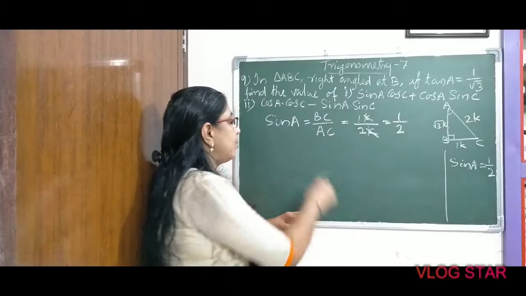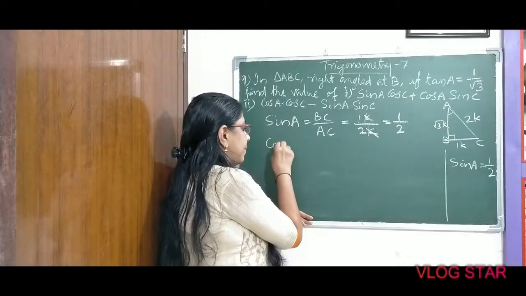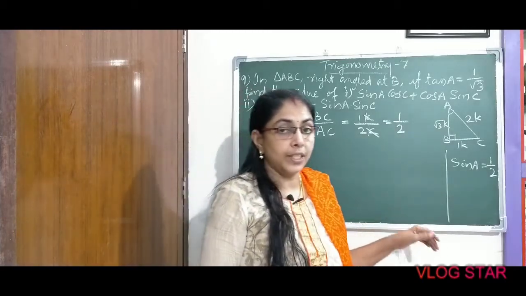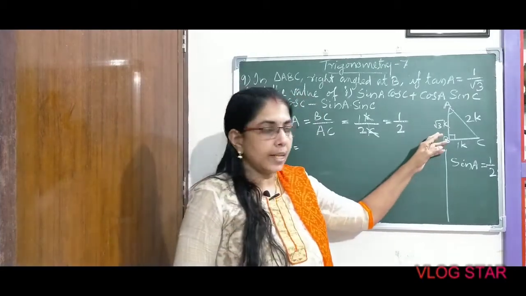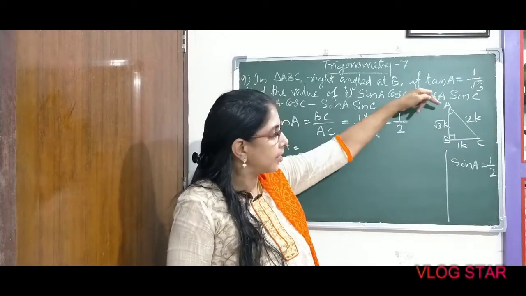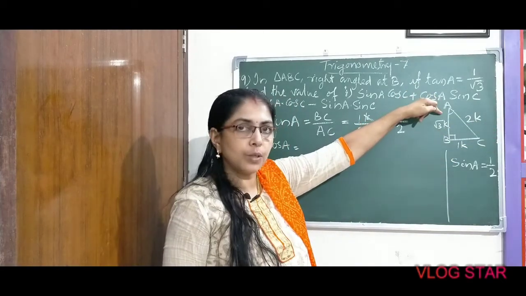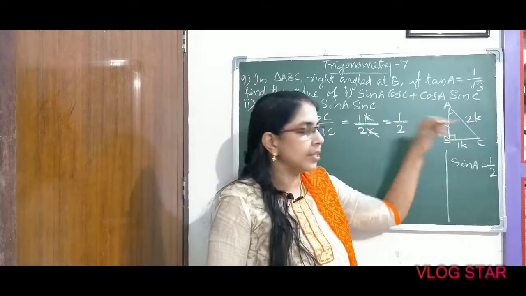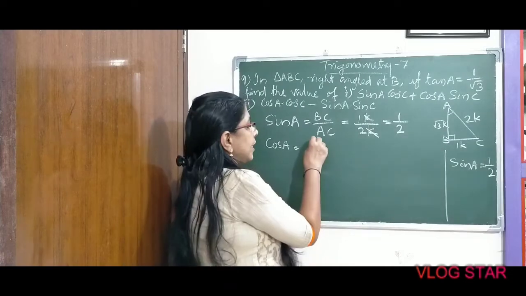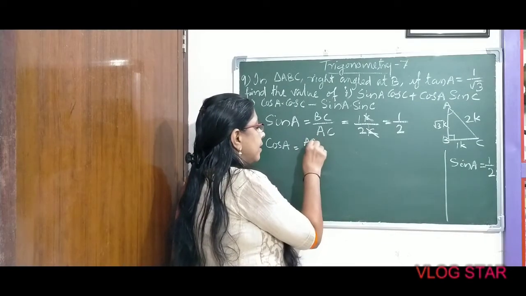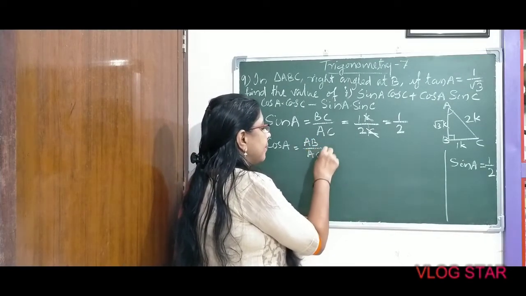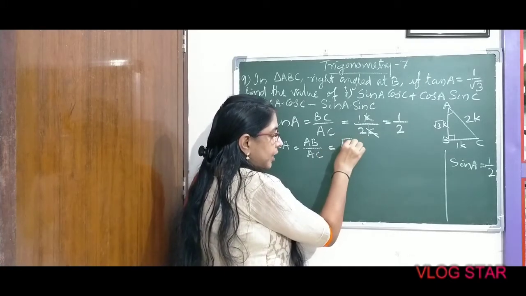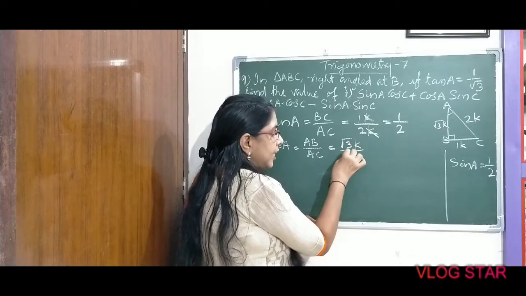Next we have to find cos A. We know that cos A is side adjacent to that angle upon hypotenuse. Therefore, the side adjacent to that angle is AB and hypotenuse is AC. Therefore, cos A is equal to AB upon AC, which is equal to, the value of AB is root 3k upon AC is 2k.